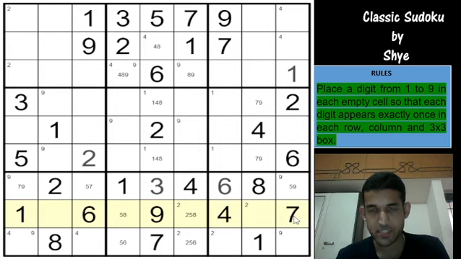1 6 9 4 and 7. So we have 2 3 5 8 remaining digits in row 8. So this must be a 2 3 5 because you can't have 8 here. This must be a 3 5. You have a 2 here, so that's a 3 5.